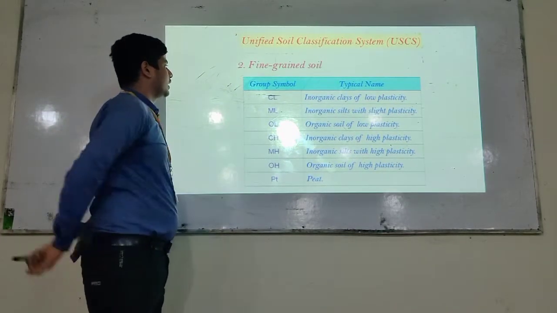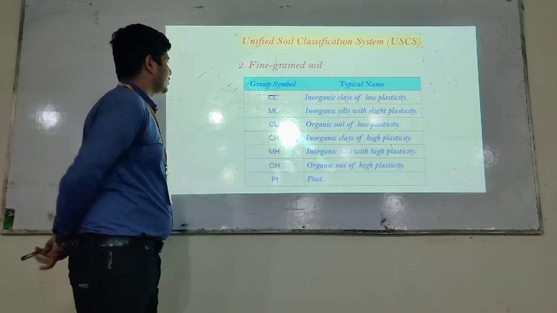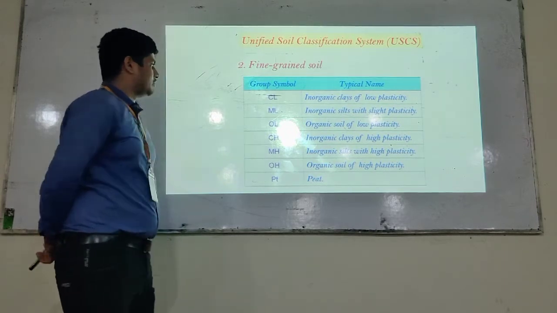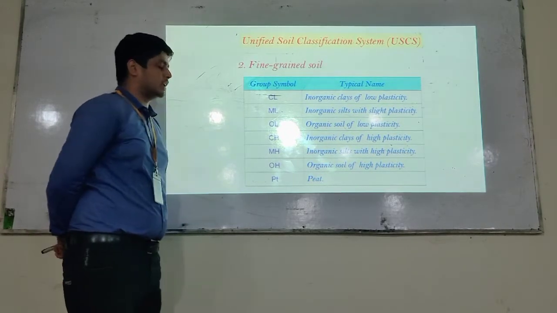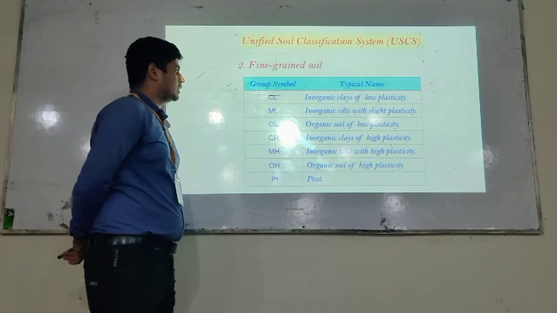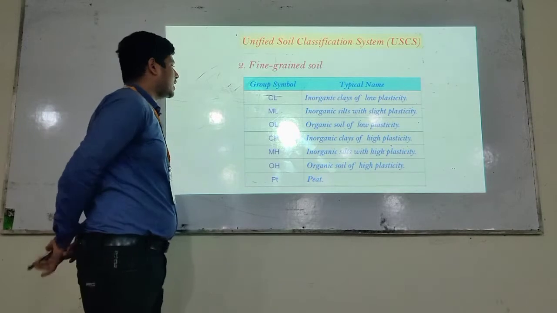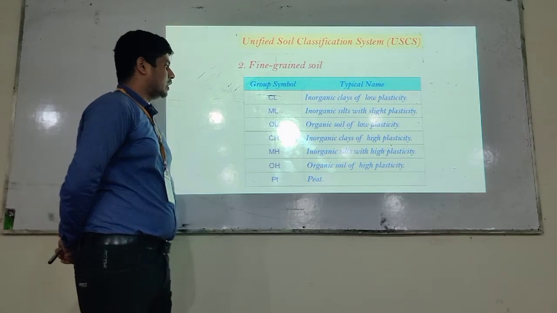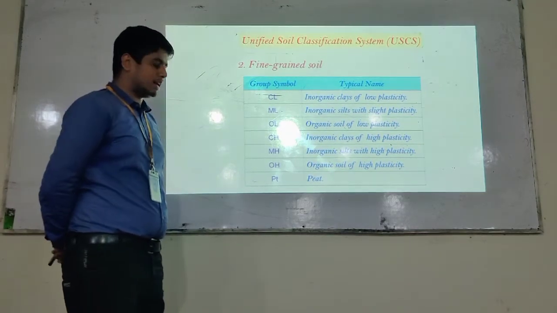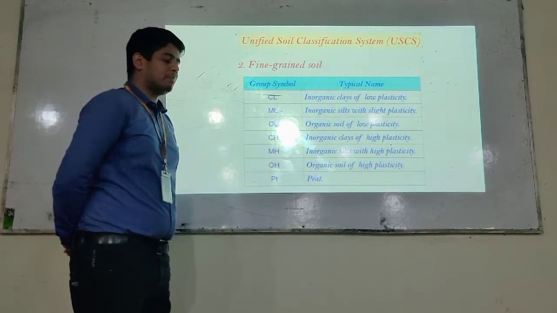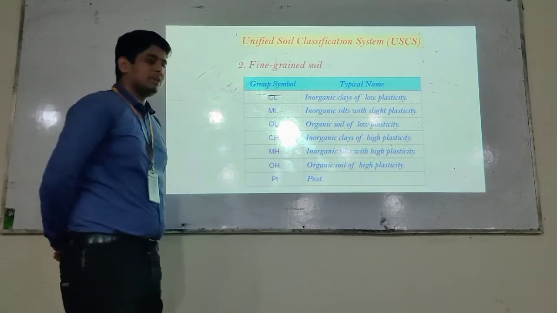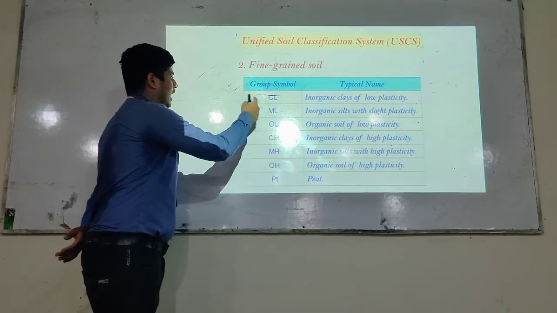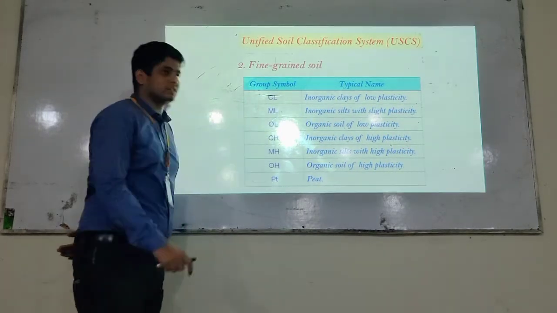Now fine grained soil. CL means low plasticity inorganic clay. ML means slight plasticity with inorganic silt. OL means low plasticity organic soil. CH means high plasticity inorganic clay. MH means high plasticity inorganic silt. OH means high plasticity organic soil. PT means peat. Here O means organic, and the others are inorganic. Thank you everyone.